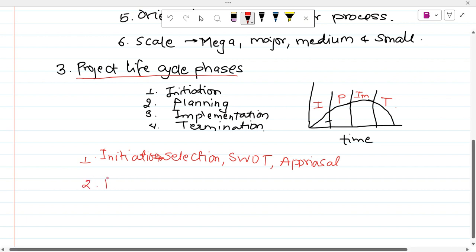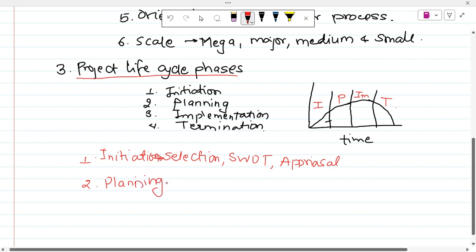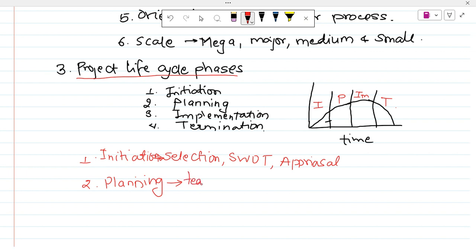Second is project planning. So far, the hydropower area is selected, the SWOT analysis of hydropower is done, and all appraisals are done. During the planning phase, team formation is done. Scope is defined: what the scope is, what the exclusions of the project are, and what necessities are to be completed. The work breakdown structure, the WBS, is also prepared.